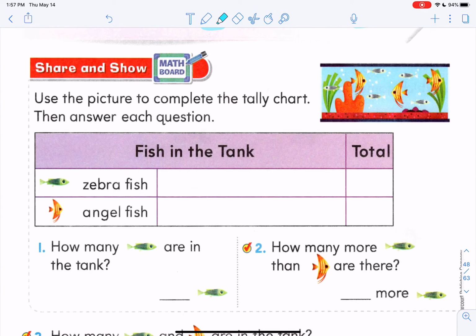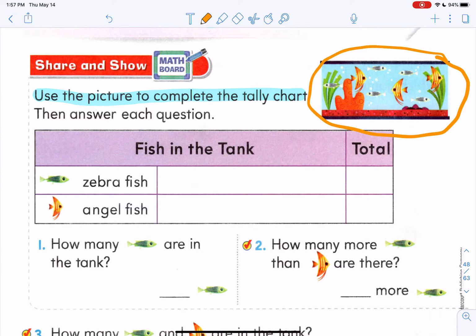Now look at this. You're going to make another tally chart, and it says, use the picture to complete the tally chart. Okay, here's our picture. And it also says, then answer each question. That looks like an aquarium. An aquarium is a place where fish live. Oh, it says here, fish in the tank. So you can call it a tank too. And we've got two kinds of fish. We've got zebra fish that look like this and angelfish that look like that.